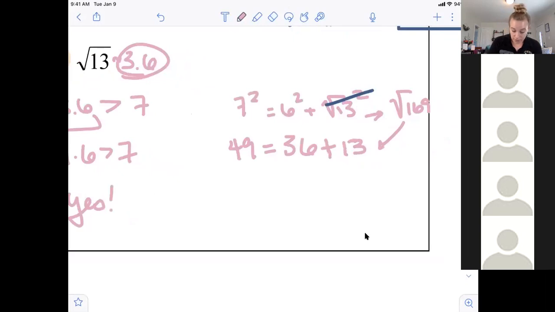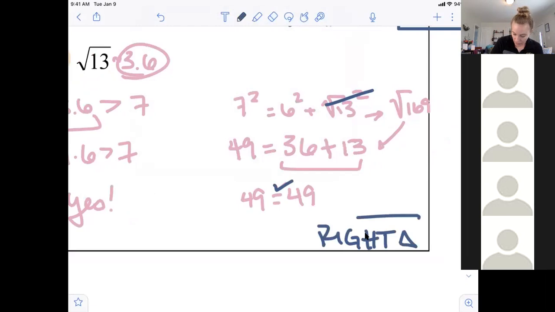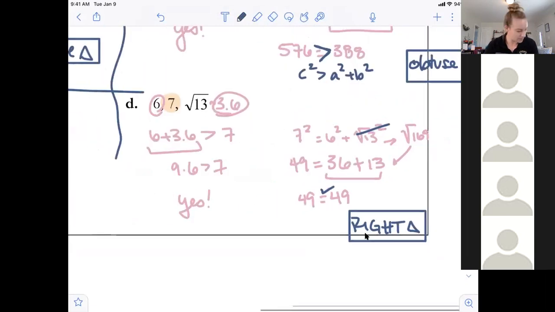It does not matter to me. So now I have to do 36 plus 13, and that's 49. Oh, and 49 equals 49. Yes, that's exactly what we want. Perfect. That makes it a right triangle. Yay, that worked out so nicely.